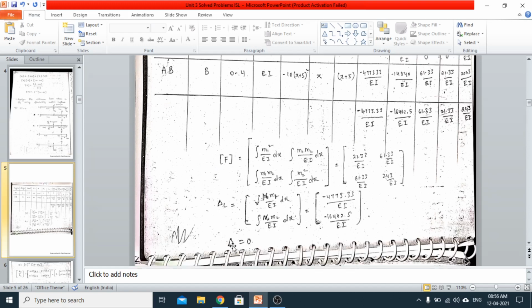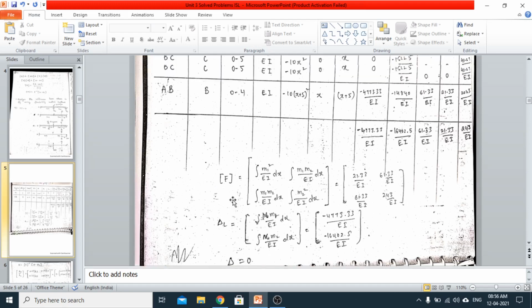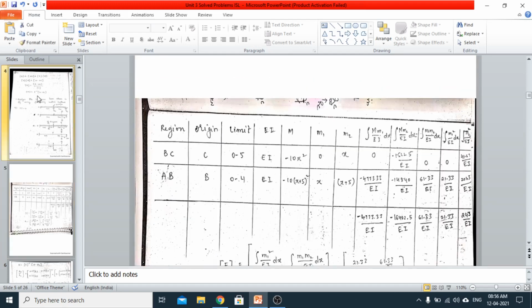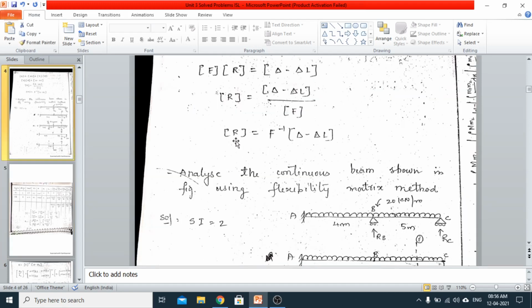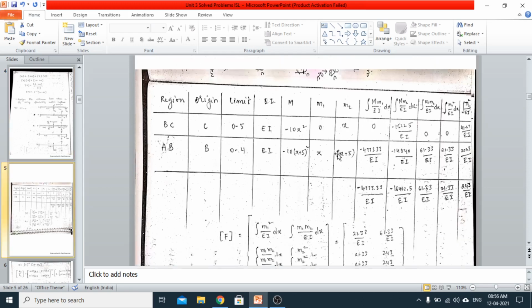So what is this delta? We have it in our formula, right? Our reactions are equal to inverse of flexibility matrix into delta minus delta L. We got the flexibility matrix. We got delta L. What is this delta? This delta is for sinking of support. If we have any sinking of support, then this delta will come into consideration. What is this R? R is nothing but your reactions.